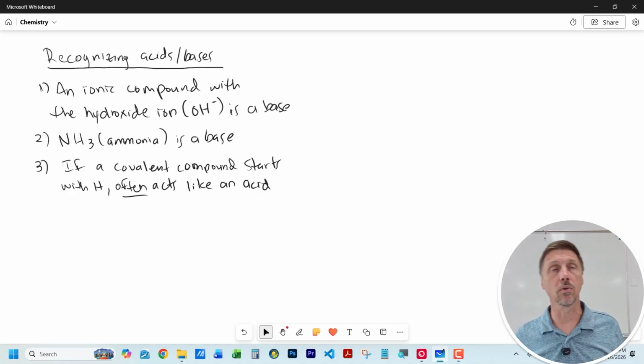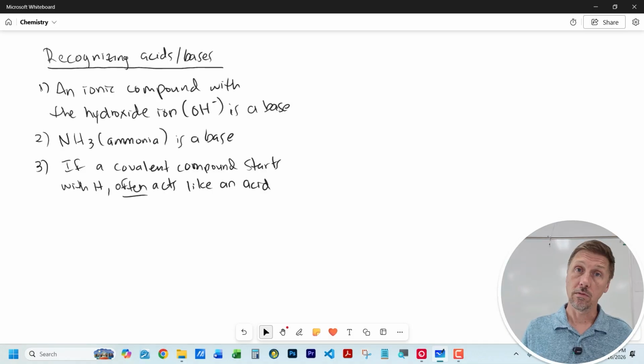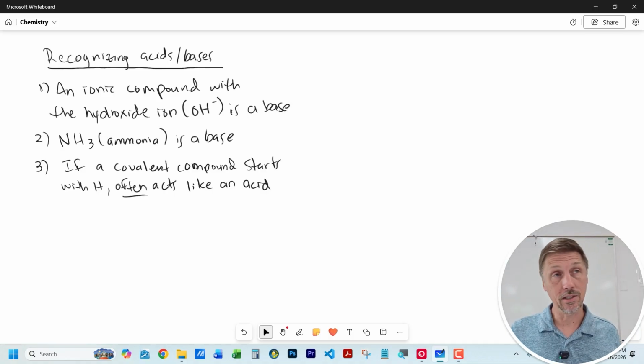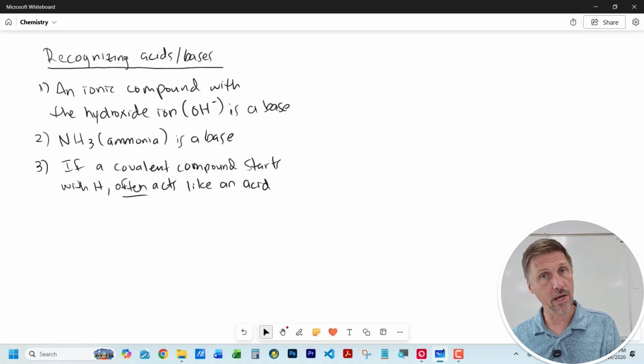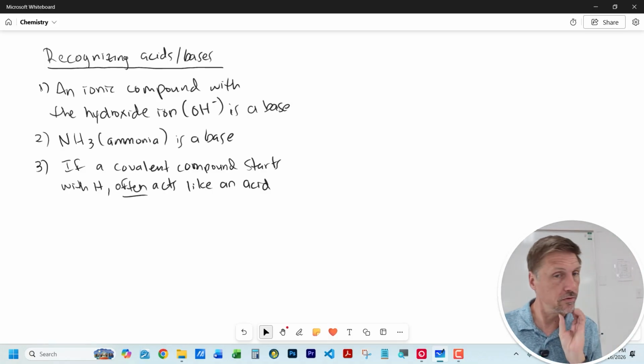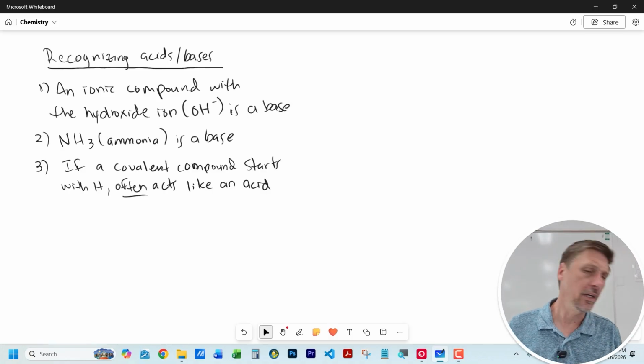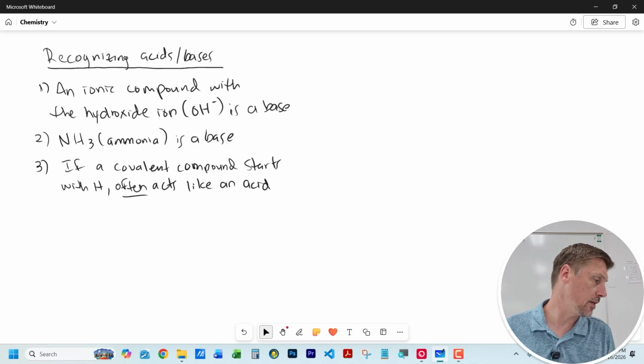We've already seen an example where H2O, a covalent compound that begins with H, in one reaction acted like an acid, in another reaction acted like a base. So that's not foolproof, that last one there. But if all else fails, that's a way to kind of guess which one's the acid and which one's the base in a reaction.